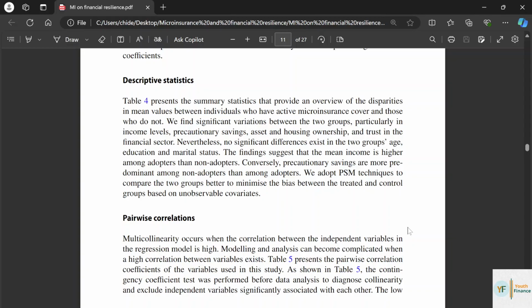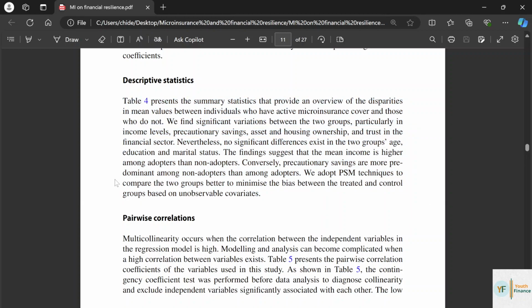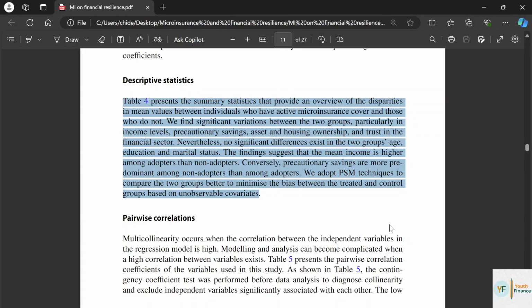The descriptive statistics suggest that the mean income is higher among microinsurance adopters than non-adopters. However, precautionary savings are more predominant among non-adopters than among microinsurance adopters.